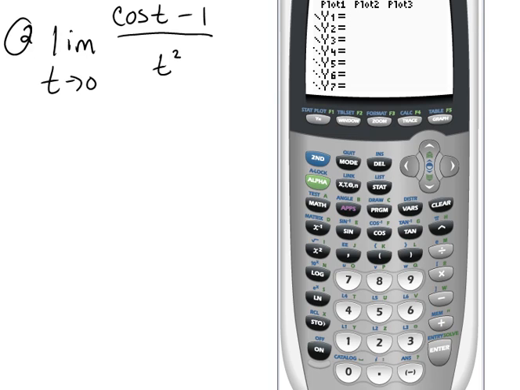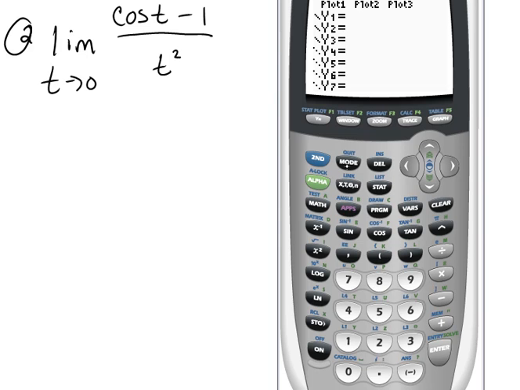Looking at number 2 in section 2.2. They want us to consider this function, the limit as t goes to 0 of (cosine t minus 1) over t squared. And right now we can only do this either numerically, so with a table, or graphically with our calculators.